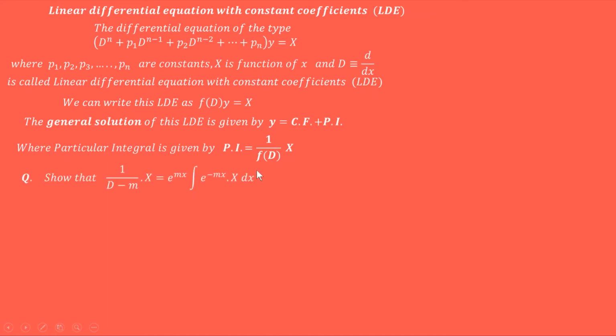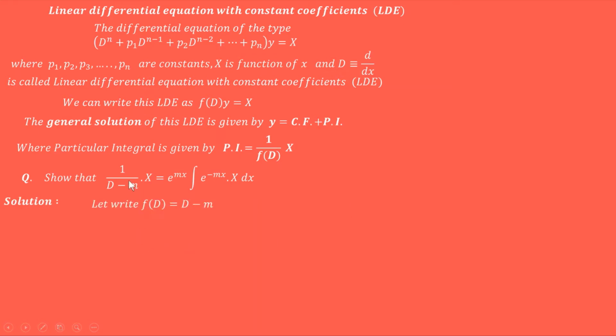Now see the important question. Show that 1/(D - m) X = e^(mx) ∫ e^(-mx) X dx. Here capital X is a function of small x. We have to show that the value of this is this. So, solution.